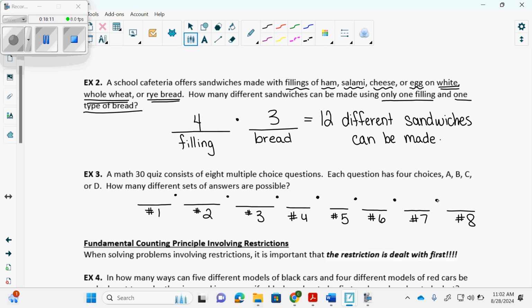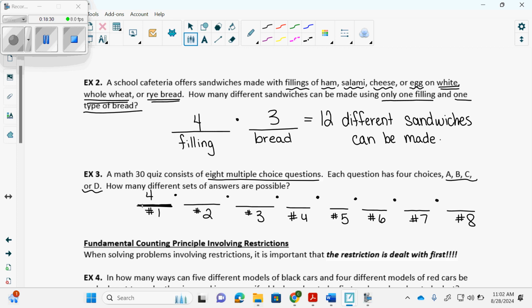So it consists of 8 multiple choice questions. Each question has 4 choices, A, B, C, or D. How many different answer sets are possible? So how many options do I have for number 1? 4. And I'm choosing one option, A, B, C, or D, correct? Because you don't get to pick like 2. B and C aren't both correct.